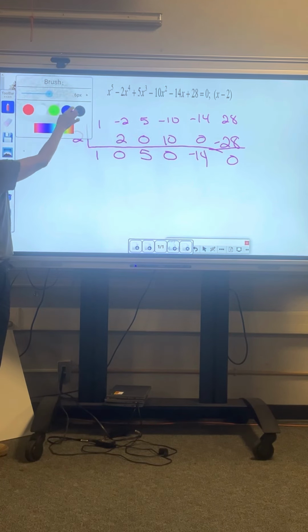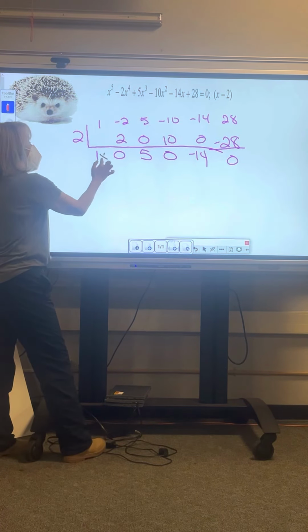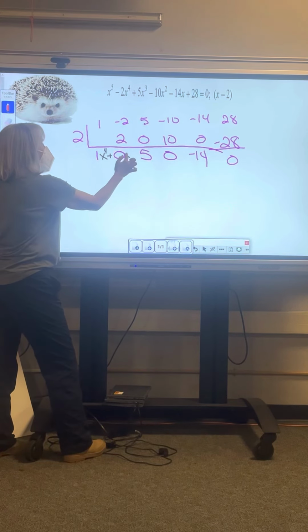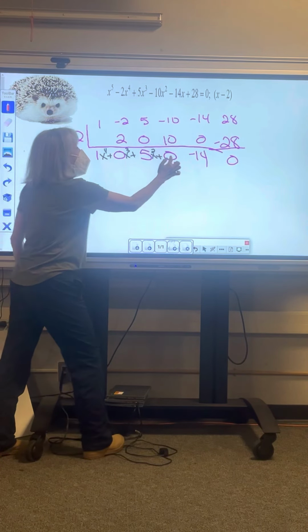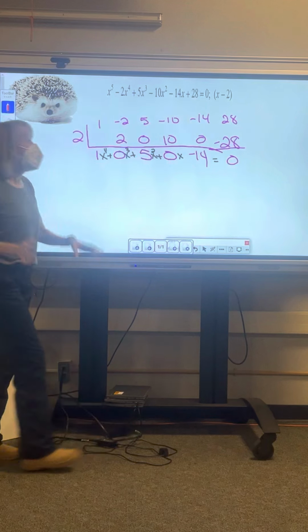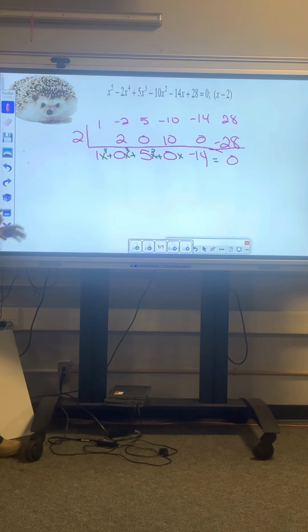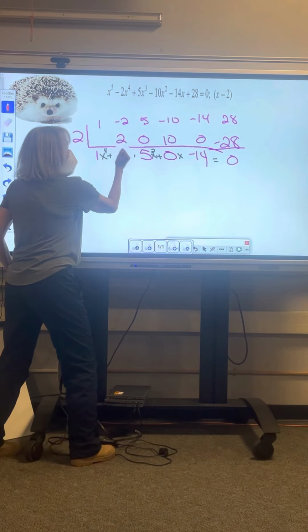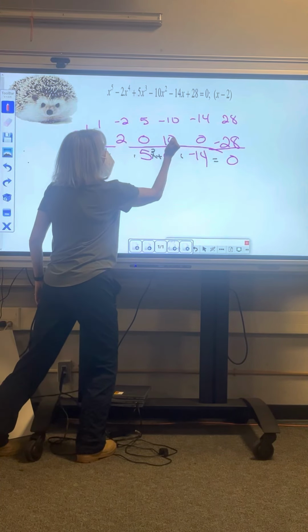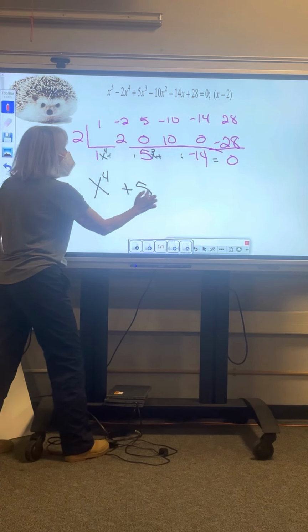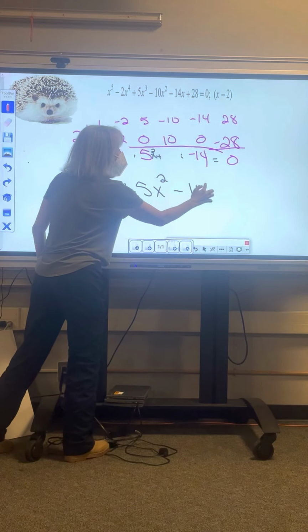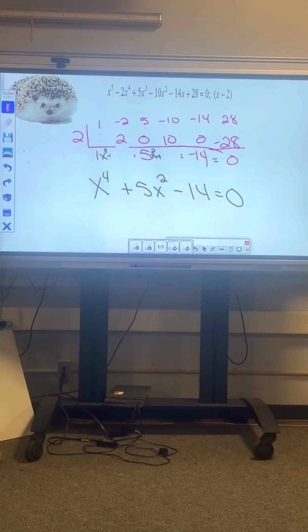So here's what happened. I'm going to use a new color to show you where my x's go. It's going to be x to the 4th plus 0x to the 3rd plus 5x squared plus 0x minus 14. Now here's what's nice about it. If you have a 0, it goes away. So look what I have left: x to the 4th plus 5x squared minus 14 equals 0. We know how to do that. They literally just disappear.